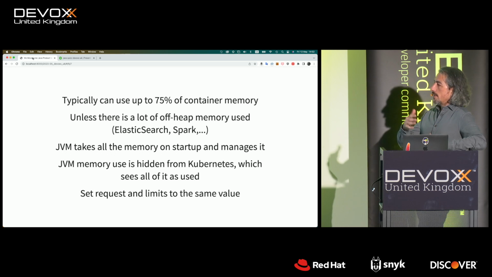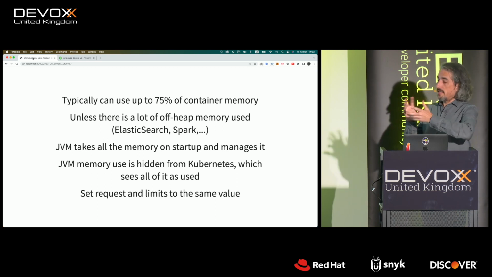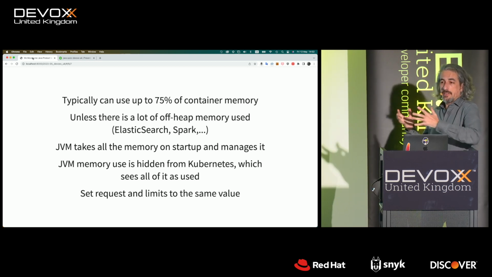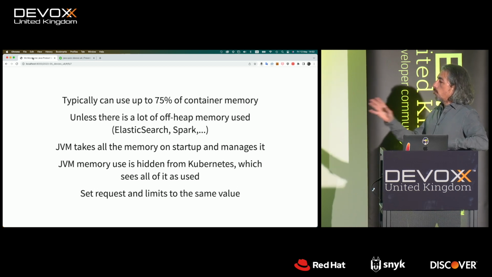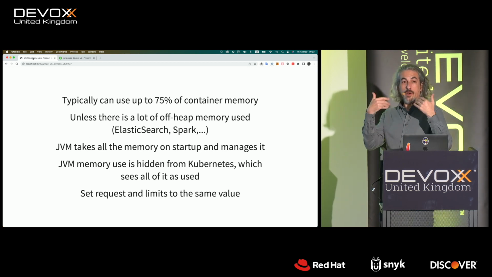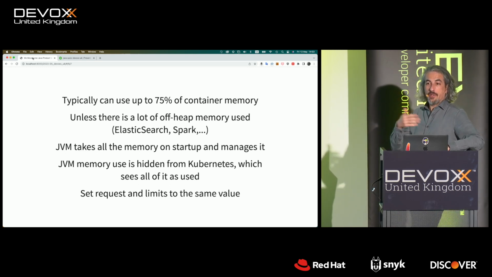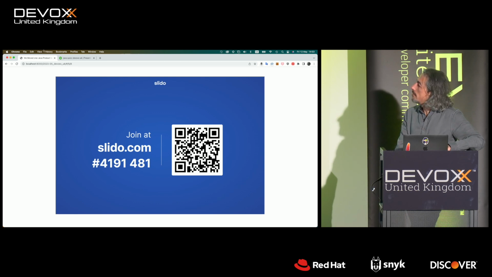What happens is the JVM takes all the memory on startup, and this is another tricky situation with Kubernetes. Kubernetes sees all that memory as used, because Java is actually using that memory for the heap. One piece of advice is to set the request and limits to the same value, so you get guaranteed the memory that you requested and you don't go over that request, because otherwise you would then be getting paged memory. Okay, so the next question.